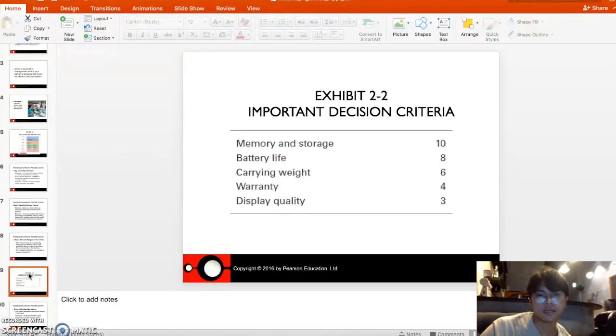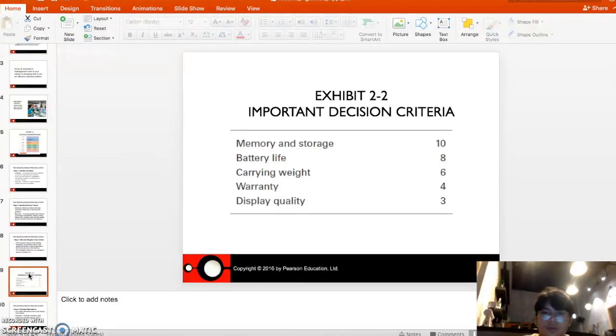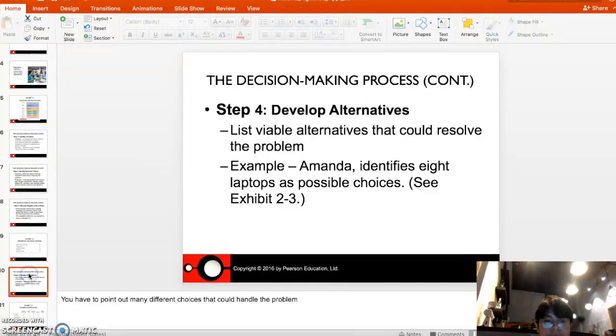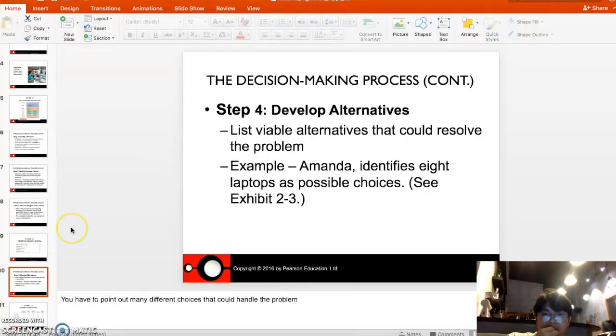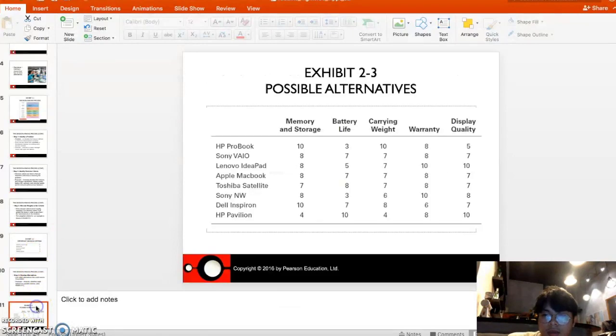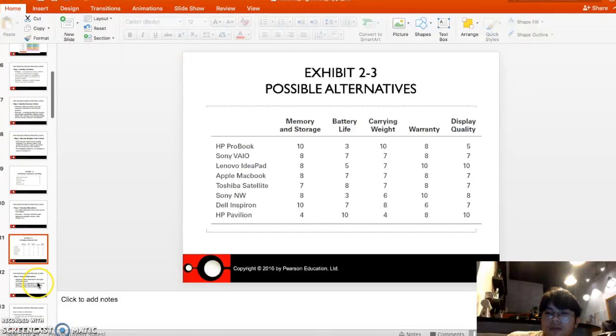So this is just exhibit 2.2, the example in the book. Step 4, develop alternatives. You have to point out many different choices that could handle the problem. Here is another picture of it.